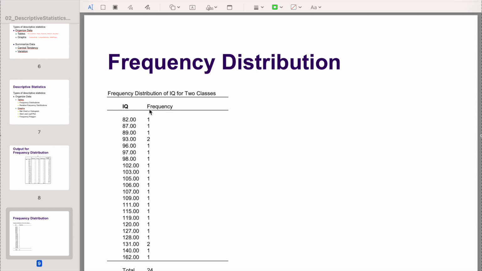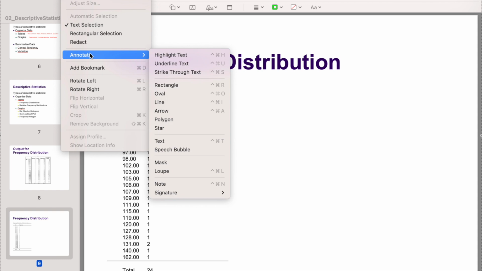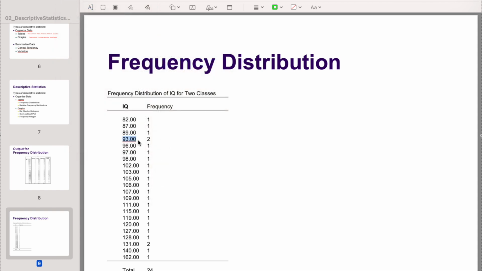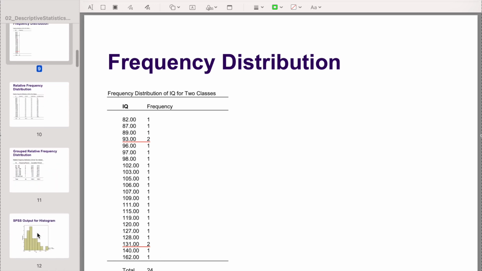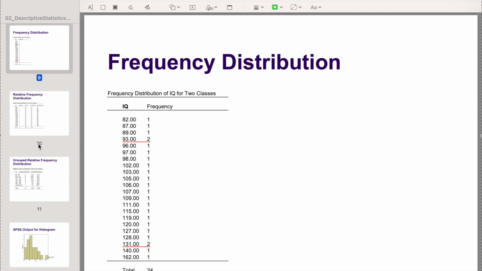And then we can see how frequently this particular IQ is occurring. So for example, you can see that the 93 occurred twice, as well as the 131 occurred twice, while everything else is occurring only once. So the 93 and the 131 would have a higher value within our histogram.